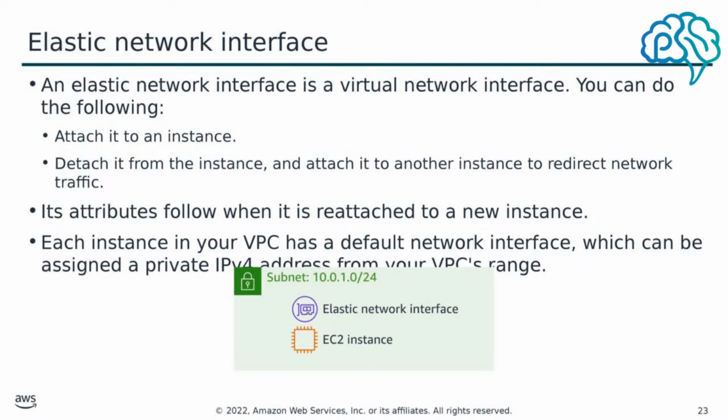Each of the instances in the VPC has a default network interface. We'll call this the primary network interface, and it can be assigned a private IPv4 address from the VPC range. You cannot detach the primary network interface from an instance. You can create and attach an additional network interface, though, to any instance in the VPC. The number of network interfaces you can attach varies widely, so you need to look at the specifications for the machine type.